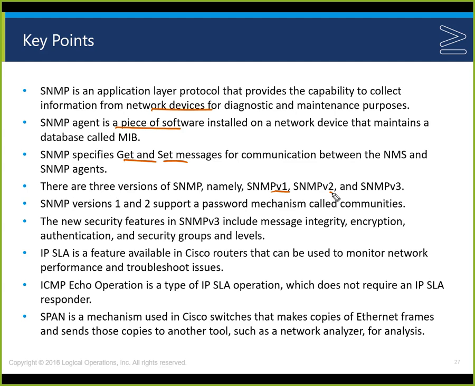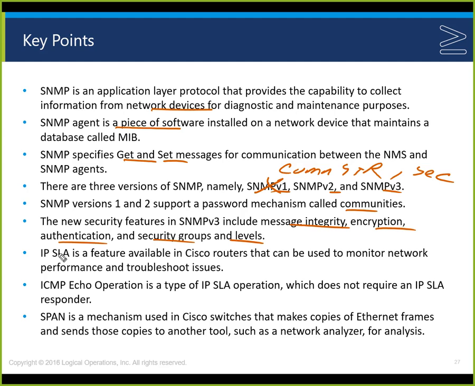There are three versions: 1, 2, and 3. Version 3 has security. Version 1 is not used anymore. Version 2 uses a community string as a password, a password mechanism called communities. SNMP version 3 offers message integrity, encryption, authentication, and security groups and levels.